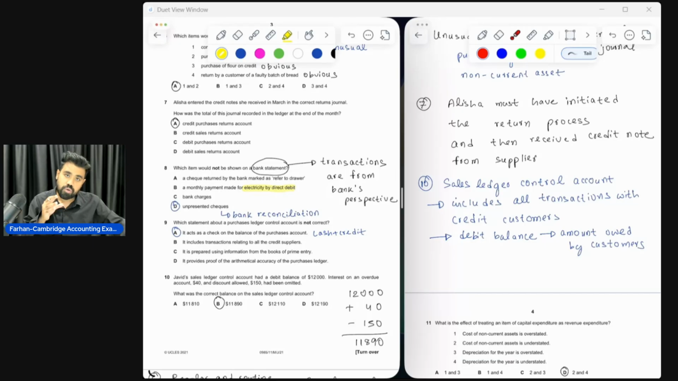So the correct answer for number 8 would be to select unpresented checks, which is never included in a bank statement, but rather in a bank reconciliation statement.